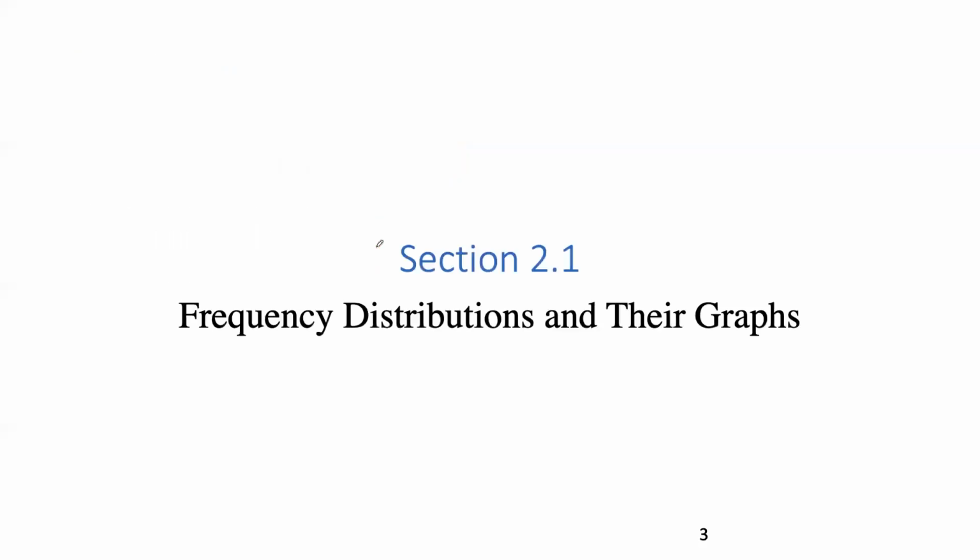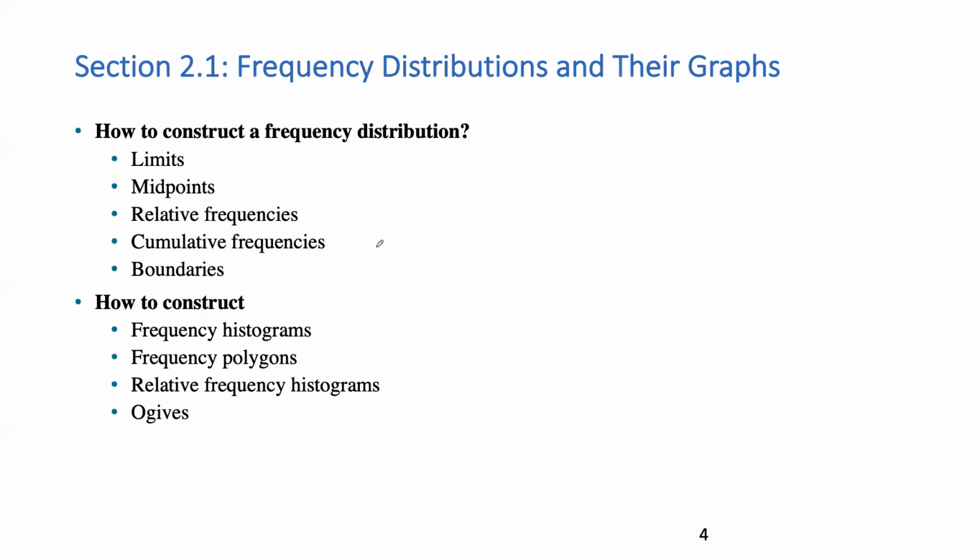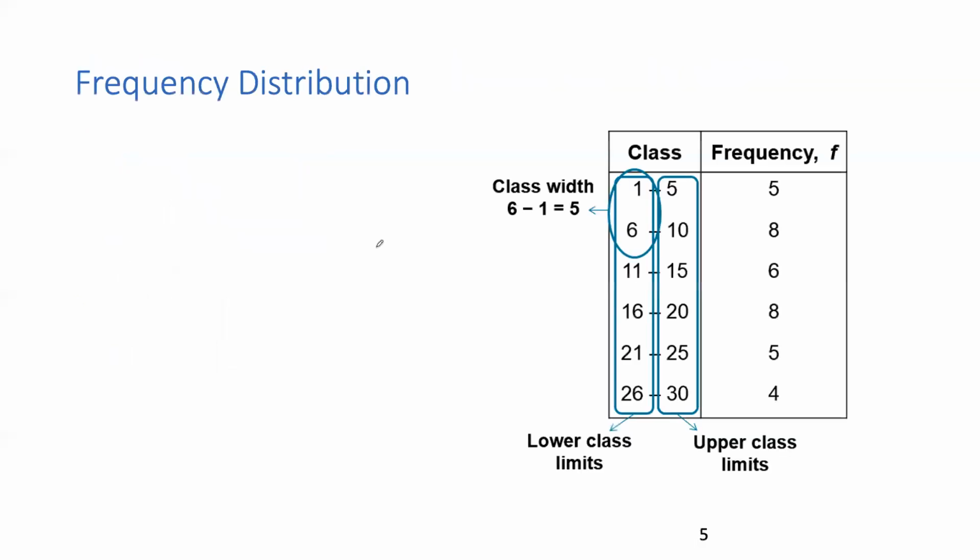So let's talk about frequency. Let's begin with frequency distributions and their graphs. Before we talk about a frequency distribution and all the other things which go along with it, there are some key ideas about limits, midpoints, relative frequencies, cumulative frequencies, boundaries, and then how we construct frequency histograms, frequency polygons, relative frequency histograms, and ogives. That's all the things that we'll have to do to understand a frequency distribution. But let's start with a basic understanding.